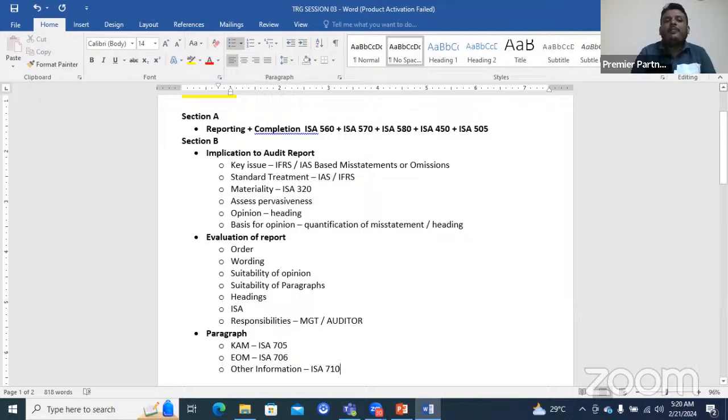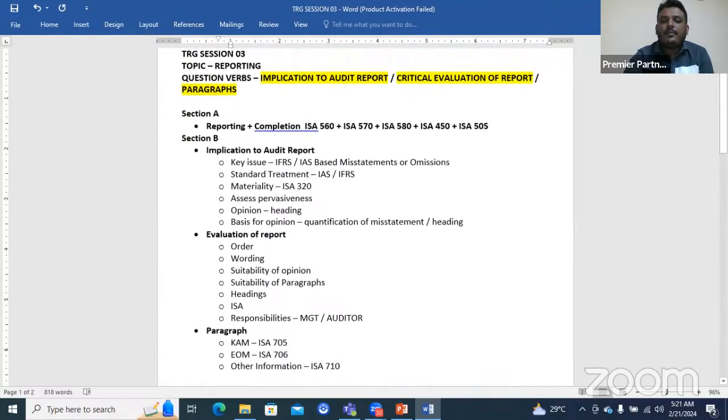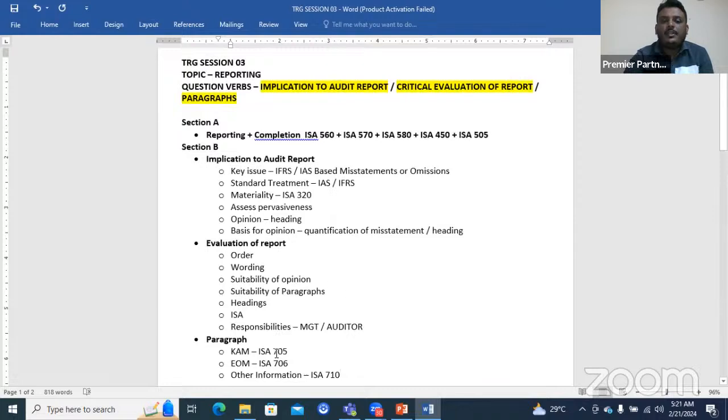If you prepare for these four types, for section A and section B, you can easily score 7 to 8, up to a maximum of 10 marks. Now I'm going to discuss questions from each type. Please copy this. This is what is examinable.